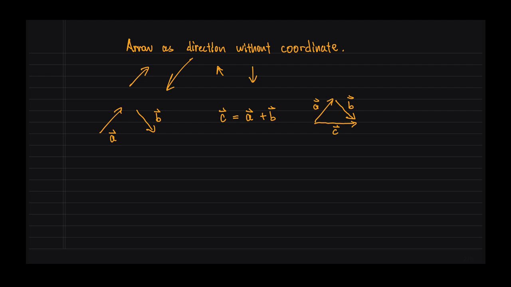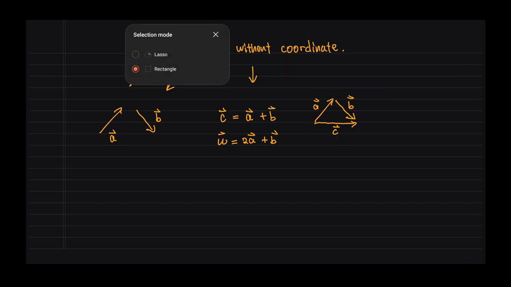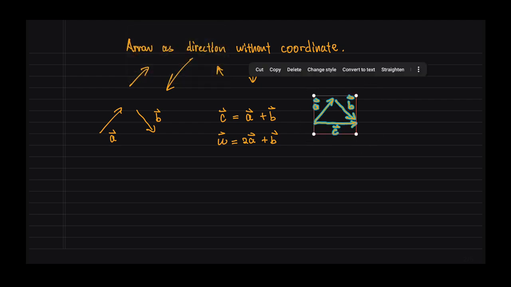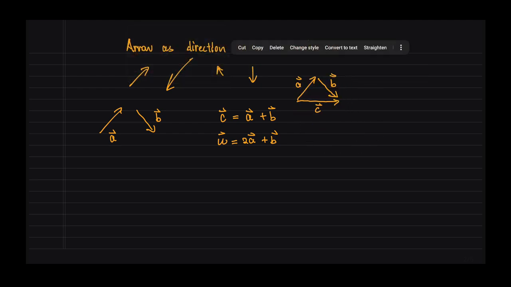Then we can have, for example, not necessarily 1A and 1B, but 2A plus B, right? Let me move this a little bit up. Then yes, we can have this 2A. Like this is A, this is also A, and also 1B, and that will be our W.